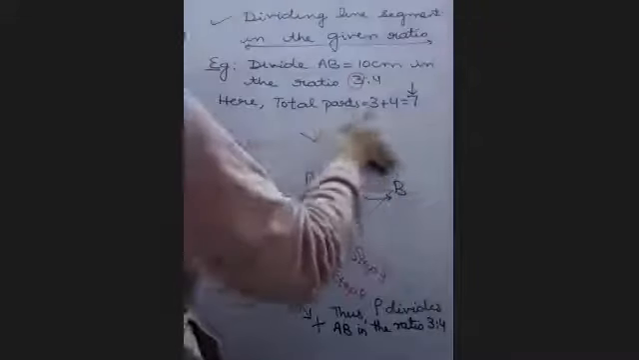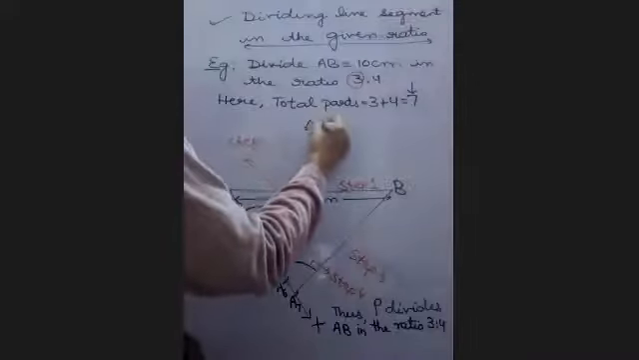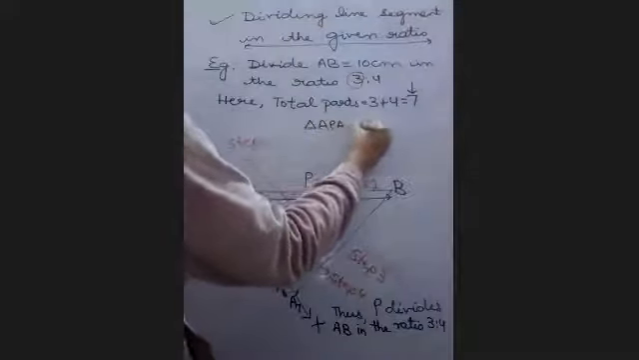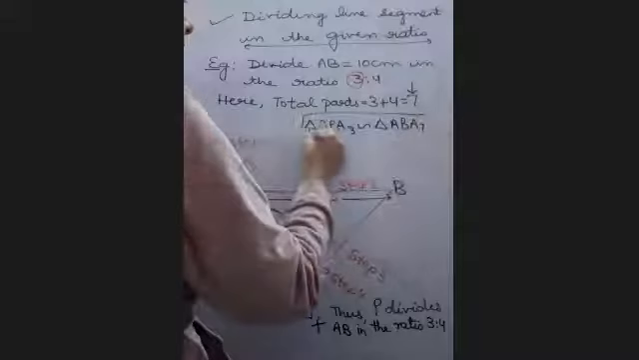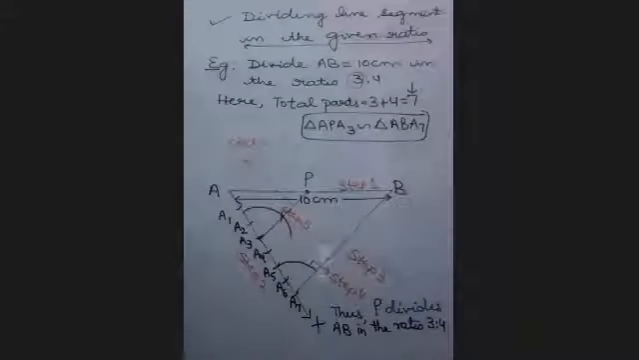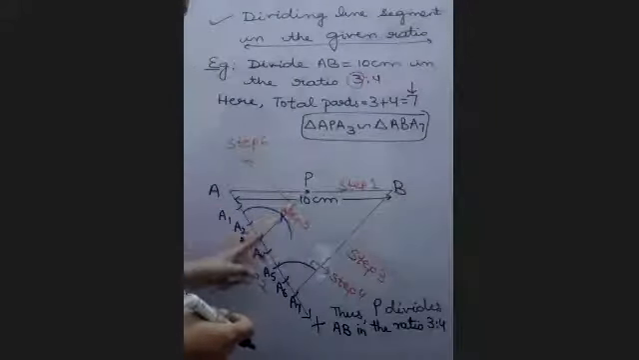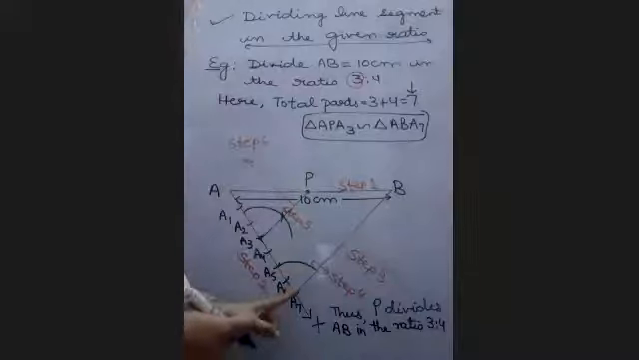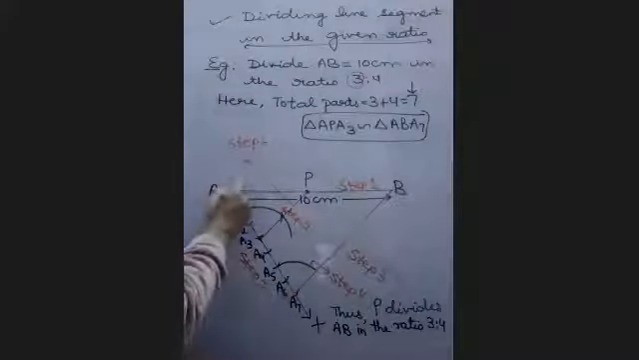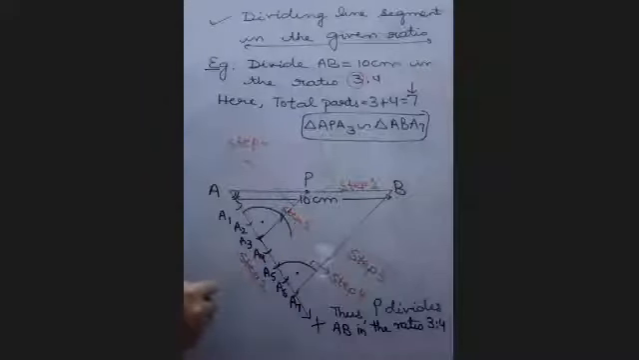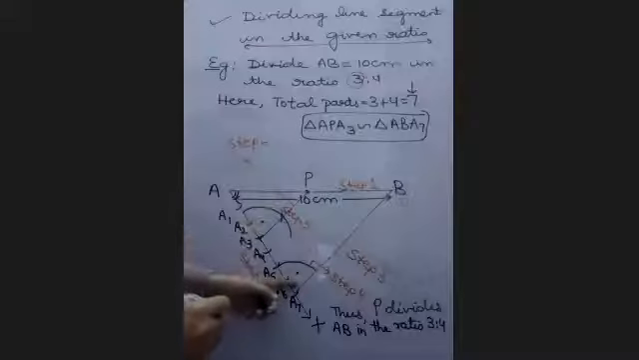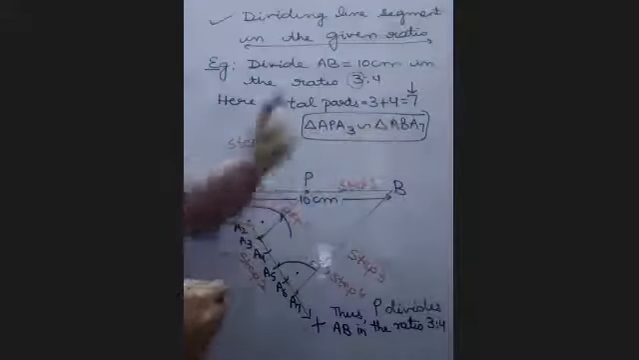Now you tell me, beta, triangle APA3 is actually similar to ABA7. Tell me, is it true? APA3 is similar to ABA7. Why? This angle is common. And these two angles we have made equal. Right? So these two triangles are similar.